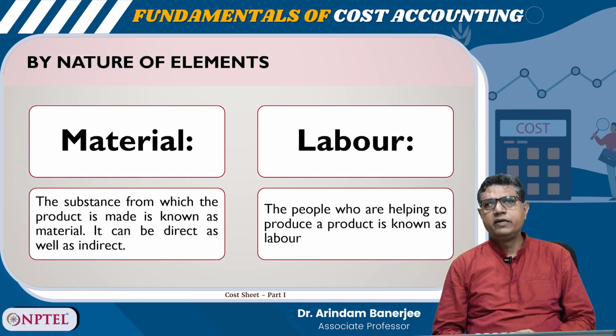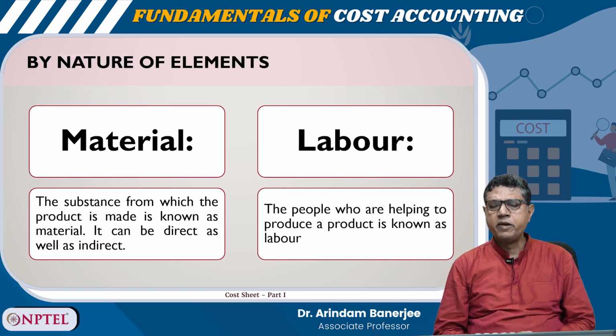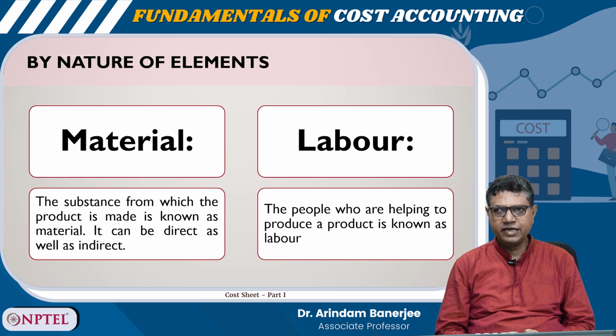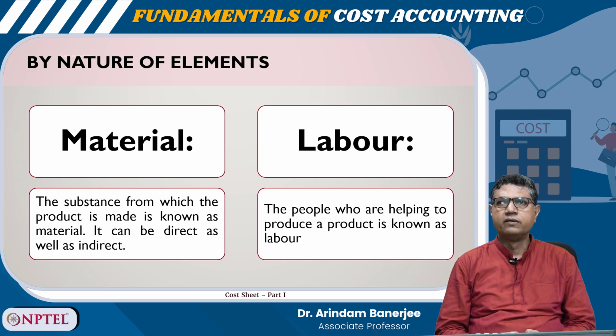By nature of element, the material. So material cost is what? The substance from which the product is made is known as material. It can be direct as well as indirect. As I said, the metal sheets used for manufacturing of cars can be an example for material.